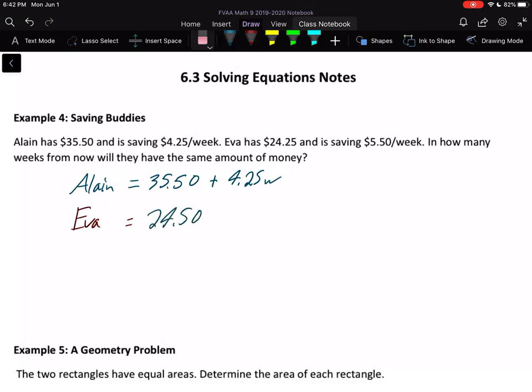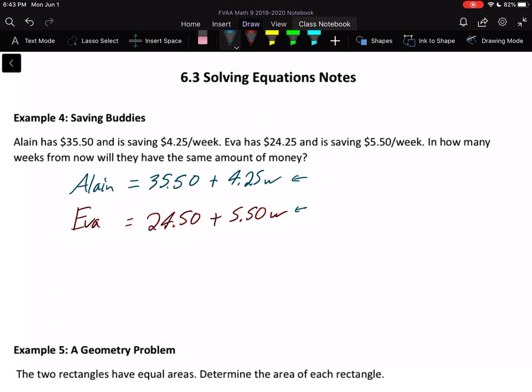So she starts off with $24.50, and each week she's adding $5.50, so times W. And 1 week in Alan's world is equal to 1 week in Ava's world. So we can use the same variable here because it's 1 week for both. Unless the other person is in a spaceship traveling near the speed of light, they've also experienced the same week in time. So we have one variable here.